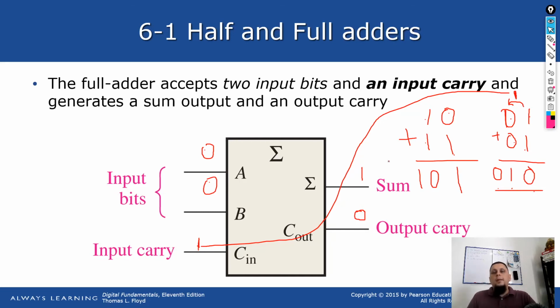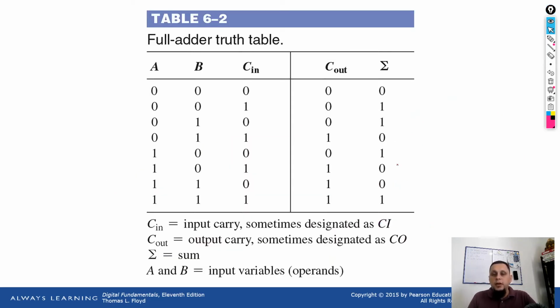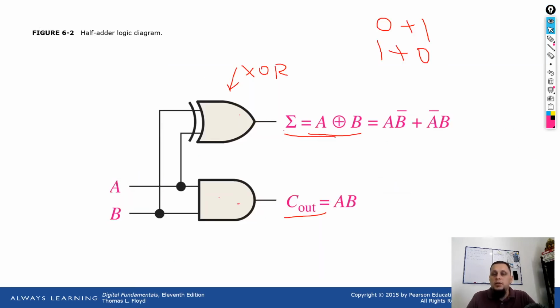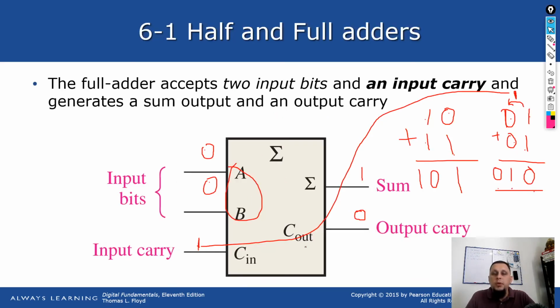Okay. Now, how to implement the full adder? First of all, let's look at this circuit here. If you remember, we know how to do A plus B, right? We know how to generate A plus B using this expression, this XOR gate. Using the XOR, we can do the A plus B. So this is the output of A plus B.